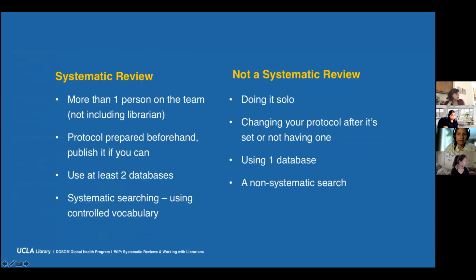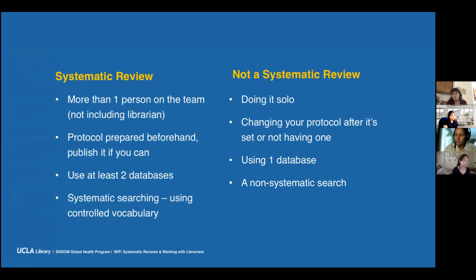Okay. So I just made a chart to kind of show what a systematic review is versus not a systematic review. A systematic review has to be more than one person on the team besides a librarian, if you are using a librarian for the search purposes.